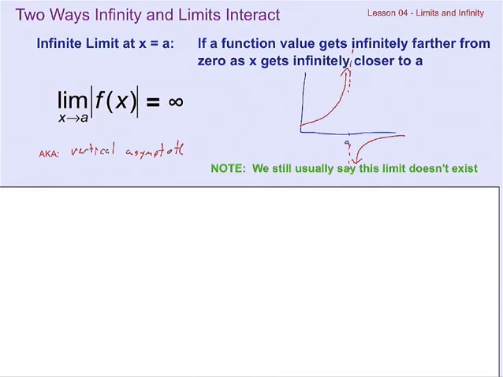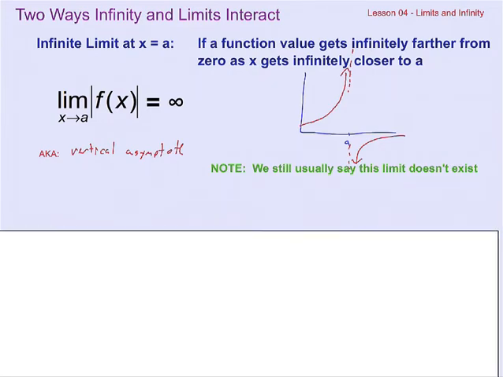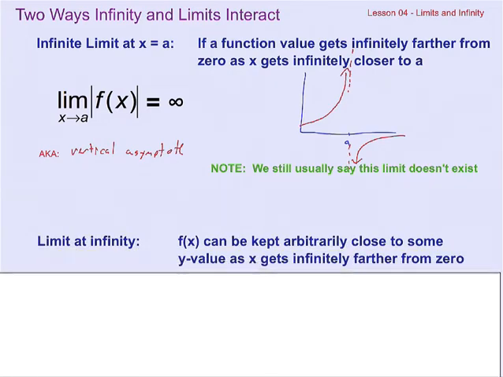The other kind of limit that deals with infinity is not an infinite limit, but a limit at infinity. So instead of the value of the function getting farther and farther from 0, meaning the y value becomes infinitely big, we're going to talk about what happens to the y value when x gets infinitely farther from 0. So there's a limit at infinity if f of x is kept arbitrarily close, meaning gets infinitely closer and closer to some y value as x gets infinitely farther from 0.